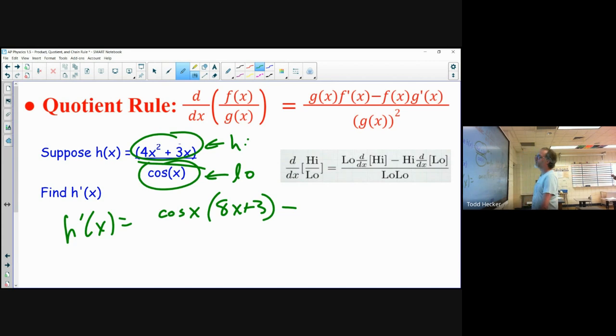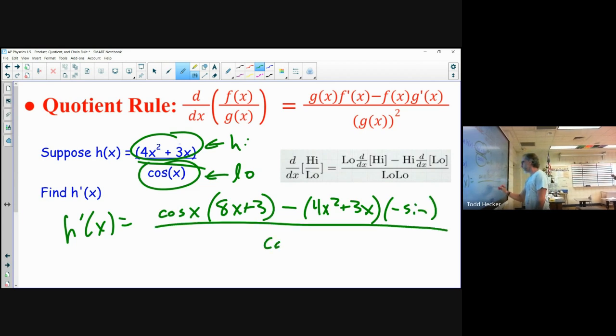Minus, and now you just switch it. So instead of low d high, it's high d low. That's 4x squared plus 3x, that's my high. D low: derivative of cosine is negative sine. All over low, which is cosine squared x. Okay, so there you go. That's it. That's the quotient rule.